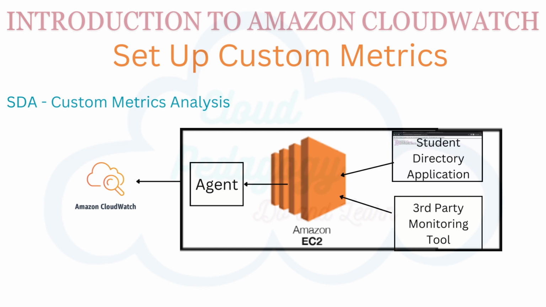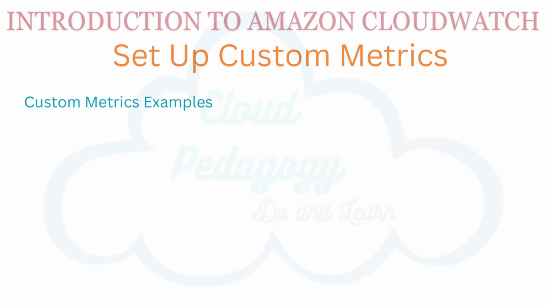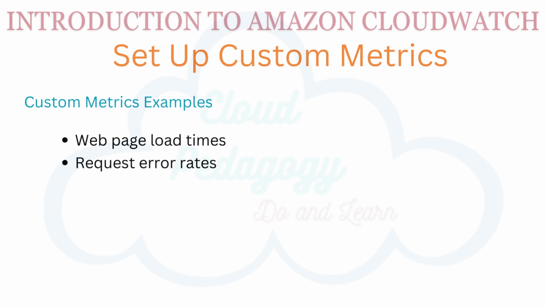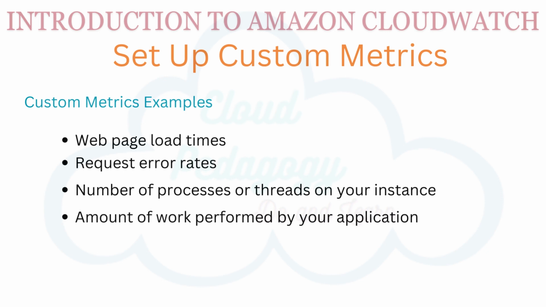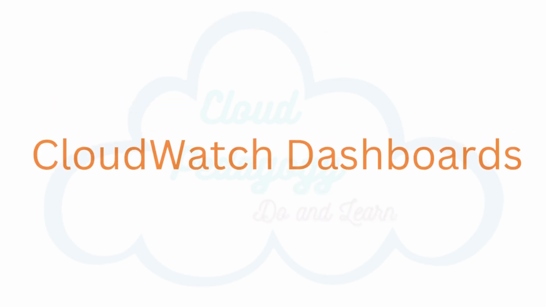If you want to gain more granular visibility, you can use high resolution custom metrics, which enable you to collect custom metrics down to 1 second resolution. This means you can send 1 data point per second per custom metric. Other examples of custom metrics are web page load times, request error rates, number of processes or threads on your instance, and amount of work performed by your application. Note that you can get started with custom metrics by programmatically sending the metric to CloudWatch using the PutMetricData API. Next, we'll understand the CloudWatch dashboards.